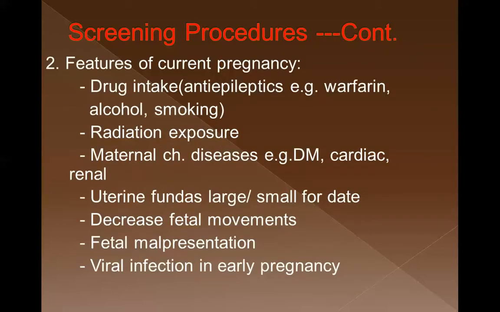Number 2, features of the current pregnancy. In the pregnancy she is pregnant with now, criteria that may increase the suspicion of a congenital anomaly of the fetus include drug intake, for example anti-epileptic drugs, another drug like warfarin, alcohol, smoking, radiation exposure, maternal chronic disease like diabetes, cardiac or renal problem, uterine fundus large or small for dates, decreased fetal movement, fetal malpresentation, viral infection in early pregnancy. These are all about the current pregnancy.